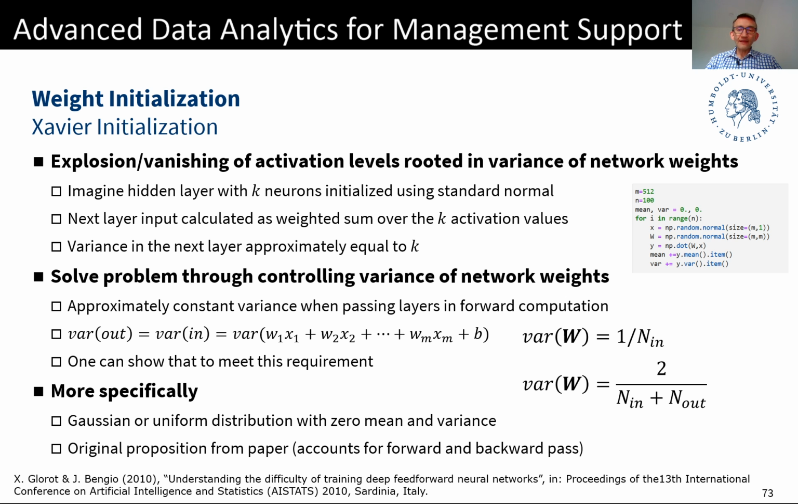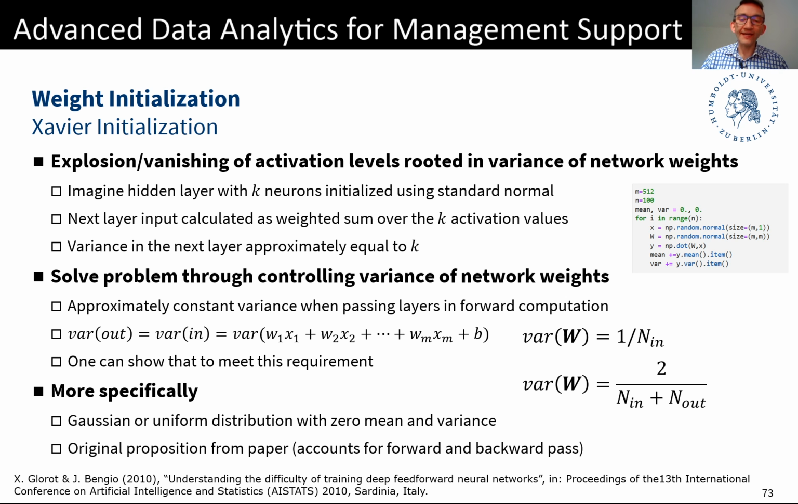And then in the next layer, the input is calculated as a weighted sum over the k activation values from the previous layer. You have k neurons in the layer. In the next layer, the input to your neuron is calculated as an aggregation of these k neurons of the preceding layer. Then you can show that actually the variance in the next layer is approximately equal to k.